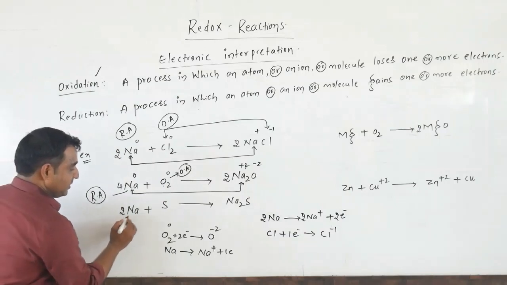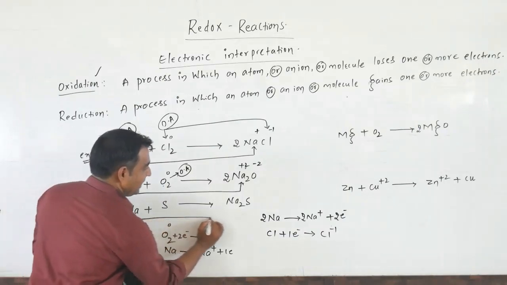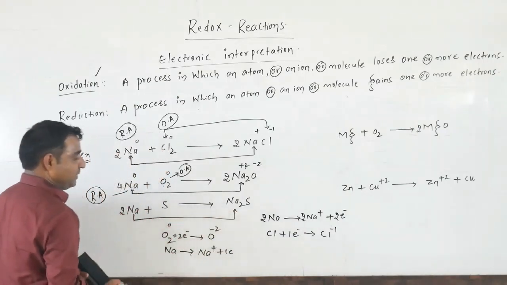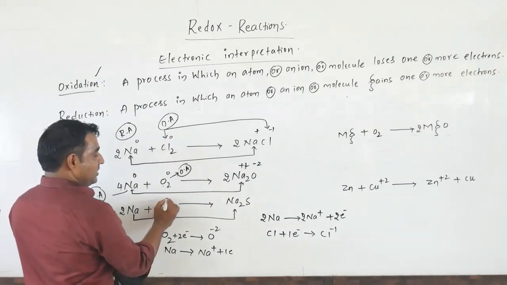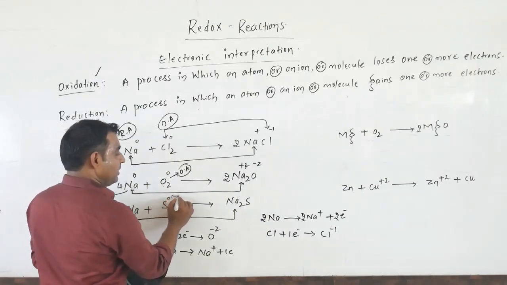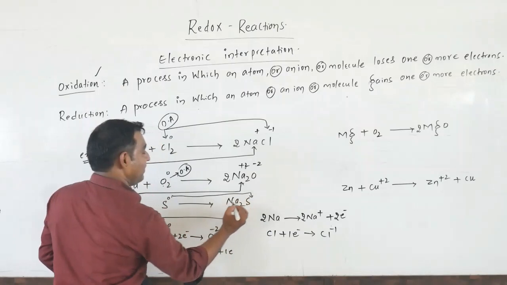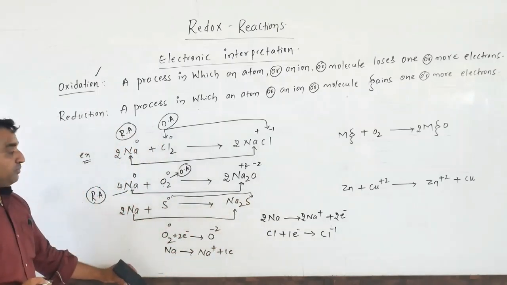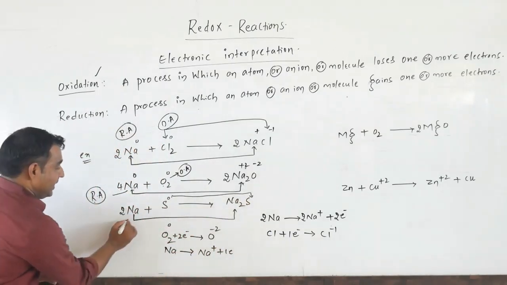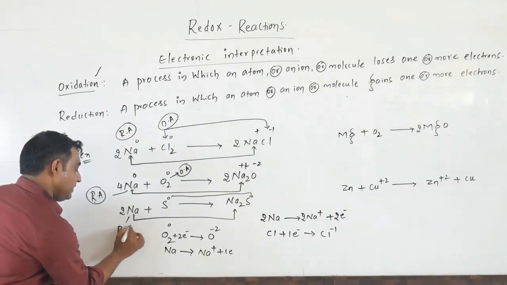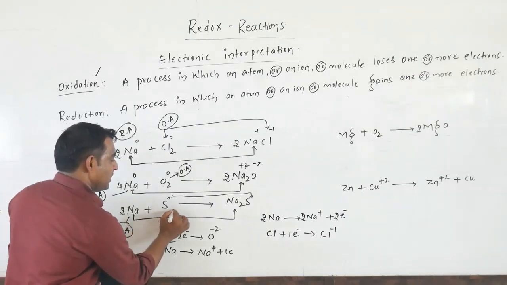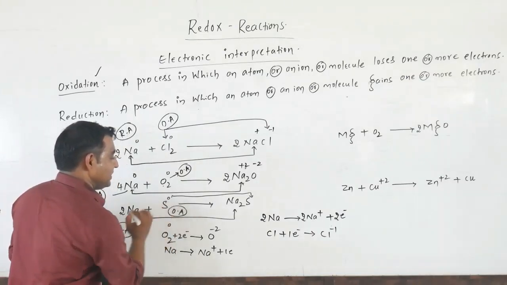Same here also: sodium loses the electron to become sodium plus, and sulfur 0 gains the electron to form S minus 2. So sodium is also called a reducing agent, and sulfur is also called an oxidizing agent.